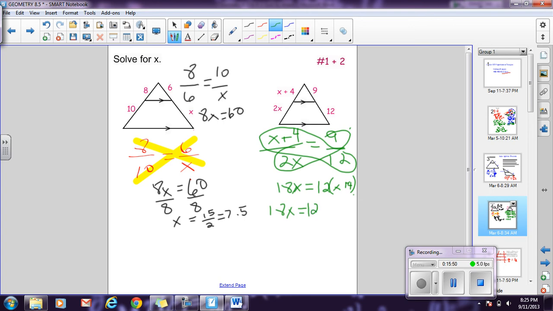So this is still 18x equals 12x plus 48. That's still going on. But then I would subtract 12x because I have to subtract the like terms. And I would get 6x equals 48. And then I would divide each side by 6, and I would get x equals 8. There we go. All right, that's a lot better.